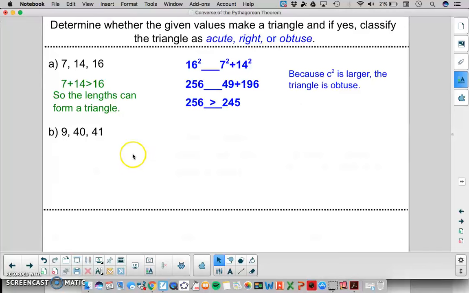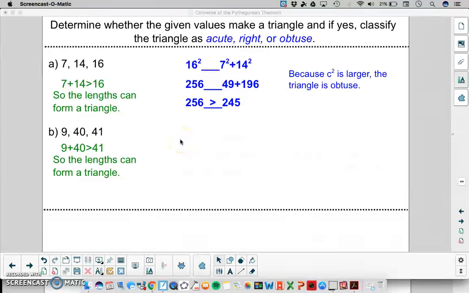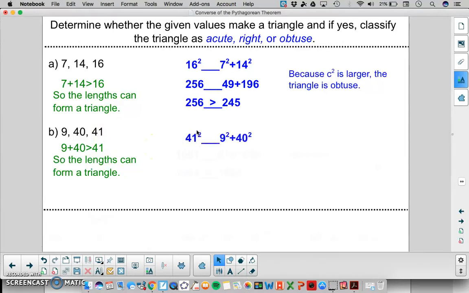Well, what about for 9, 40, and 41? Again, test to make sure that it makes a triangle first. So 9 plus 40 is bigger than 41, because 49 is greater than 41. So we do have a triangle. Now that we know we have a triangle, we're going to compare the values of c squared and a squared plus b squared. C is always the longest side, so here the largest number is 41, so that's going to be our c value. So we have 41 squared that we're going to compare to 9 squared plus 40 squared.